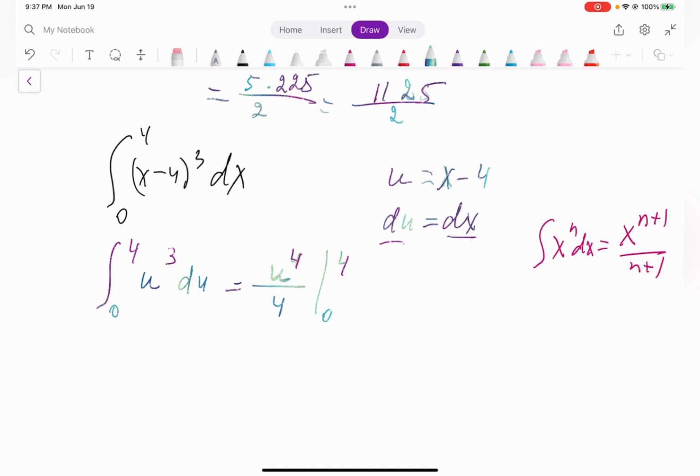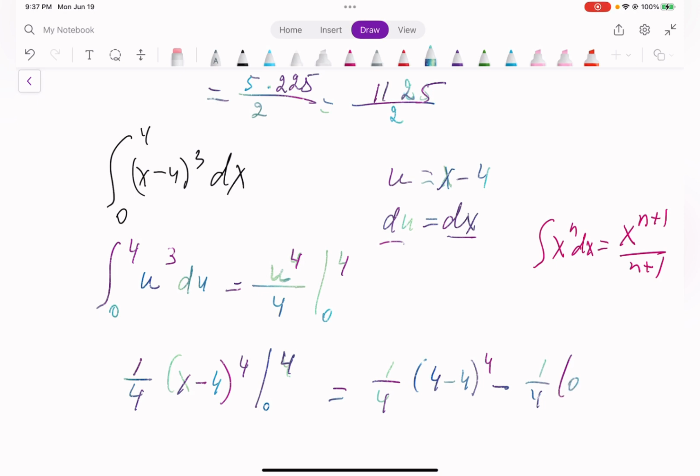Okay, a cube. So we have 1/4. Instead of u, we are going to plug (x minus 4) to the power 4, between 0 and 4. So we get 1/4, and instead of x I'm plugging 4: (4 minus 4) to the power 4, and minus 1/4 times (0 minus 4) to the power 4. So in one go, I'm plugging the value of 4 and subtracting the value at 0.